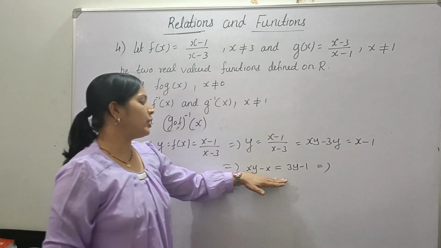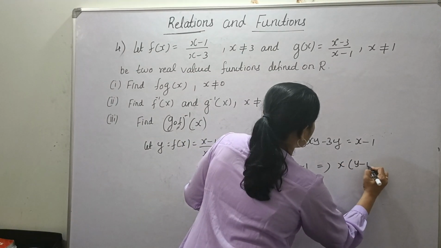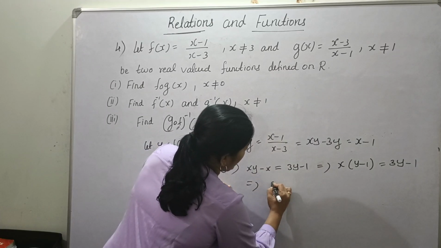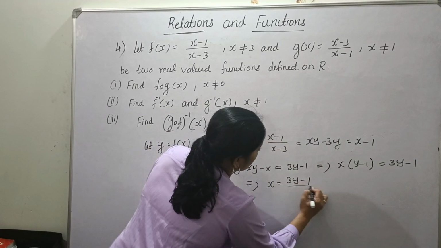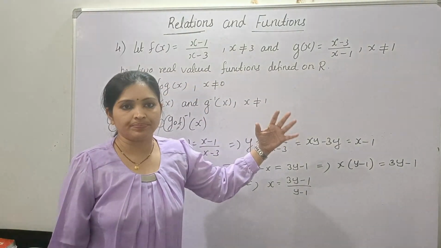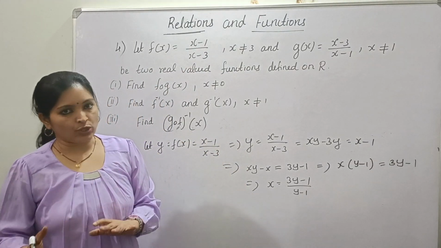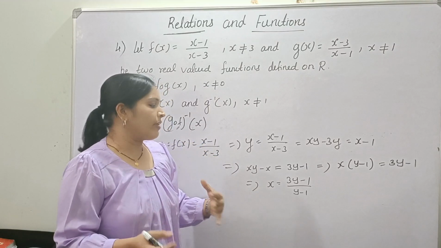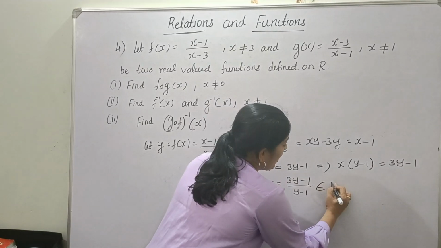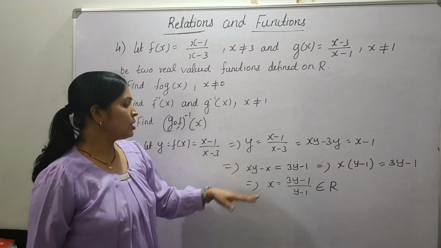This implies in both terms x is common. Let us take it out. x into y minus 1 is equal to 3y minus 1. This implies x is equal to 3y minus 1 divided by y minus 1. See, our function is defined on R. It is mentioned here, function f from R to R, g from R to R. So if you substitute any values for y, you will get another real number that belongs to R, right? Therefore, x is equal to 3y minus 1 by y minus 1 belongs to R.